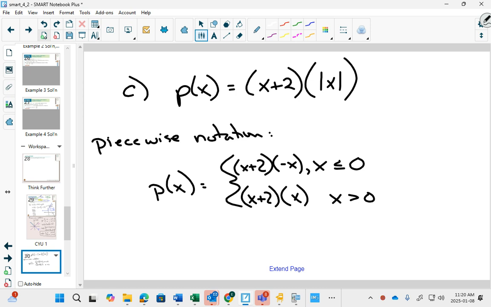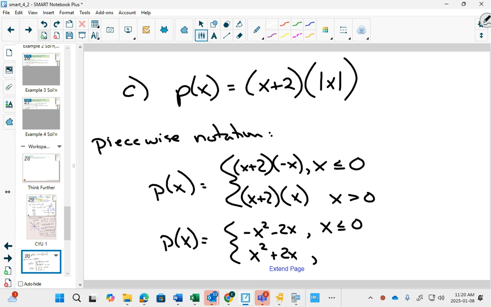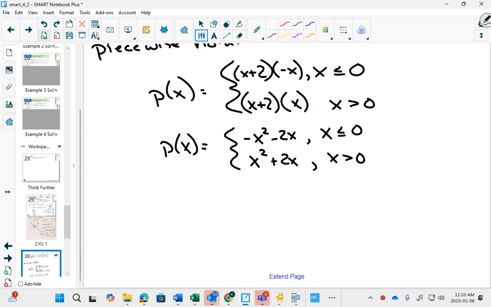If I simplify this, here I'm going to get negative x squared minus 2x when x is less than or equal to 0. And here I'm going to get x squared plus 2x when x is bigger than 0. And this reviews a little bit of chapter 1 and a little bit of grade 11.